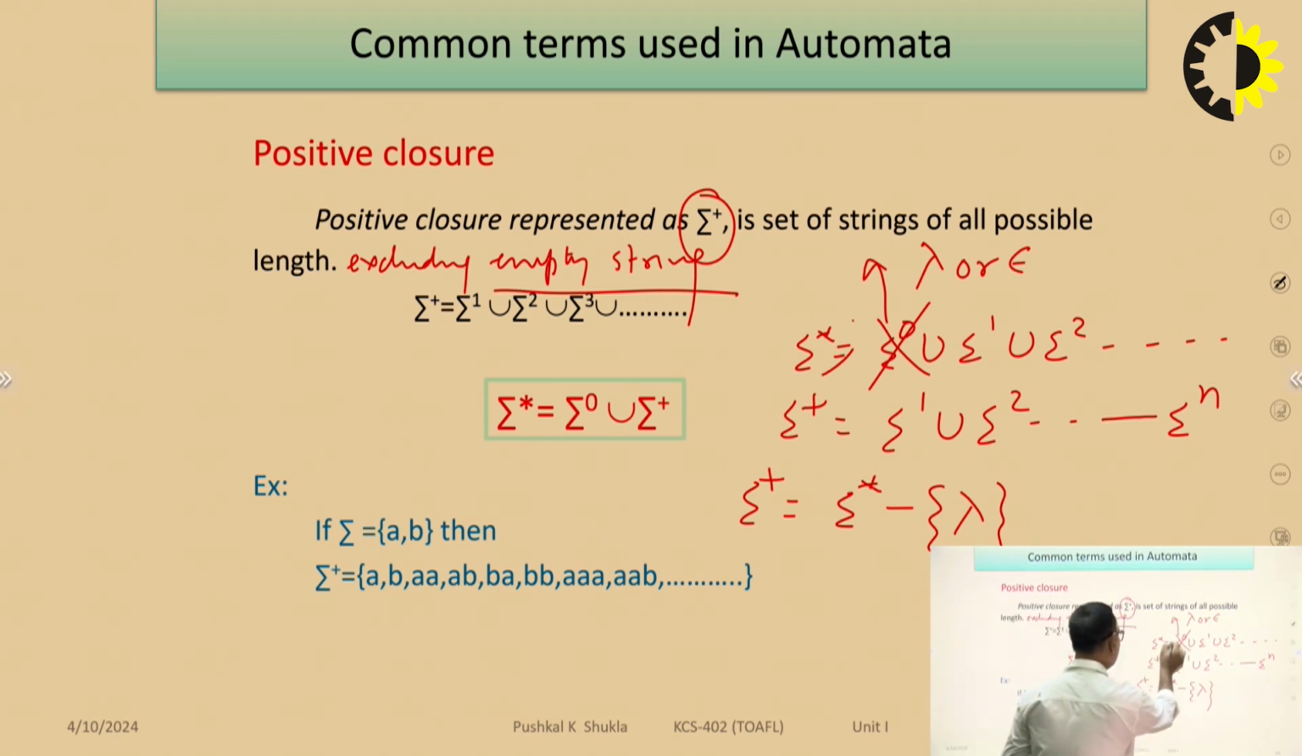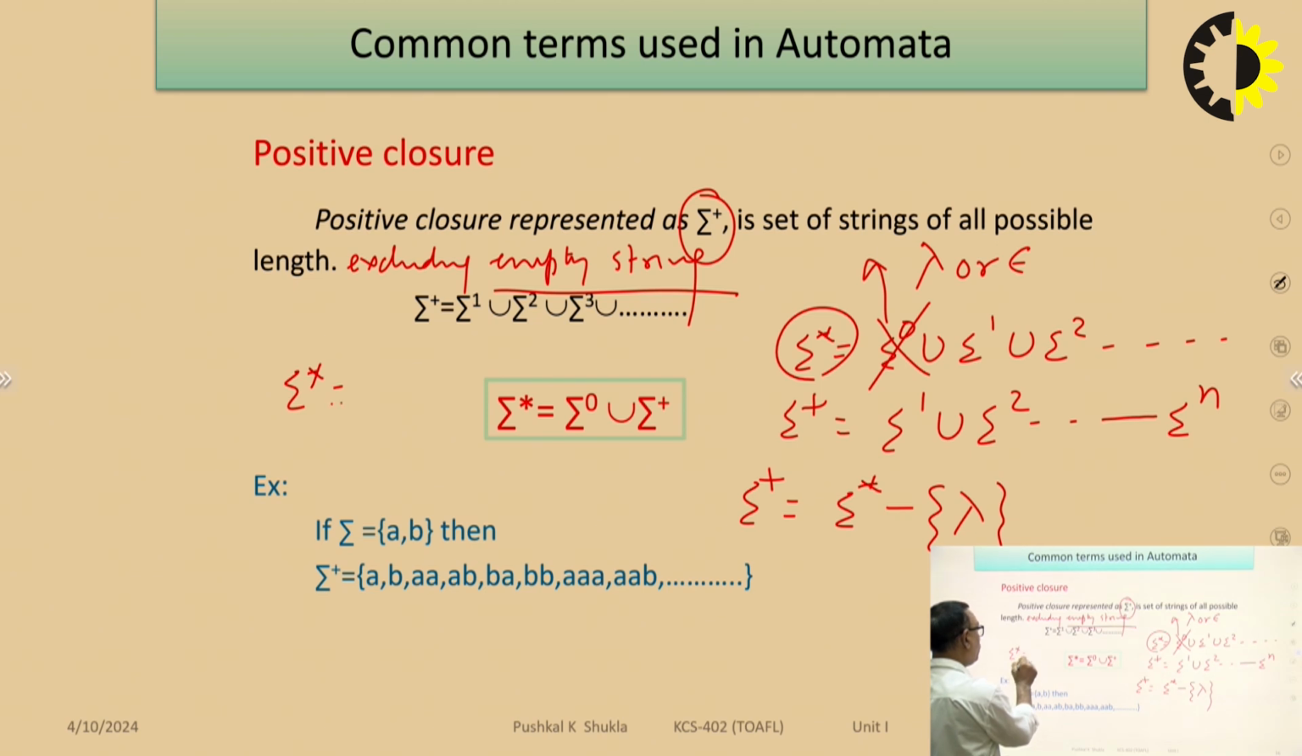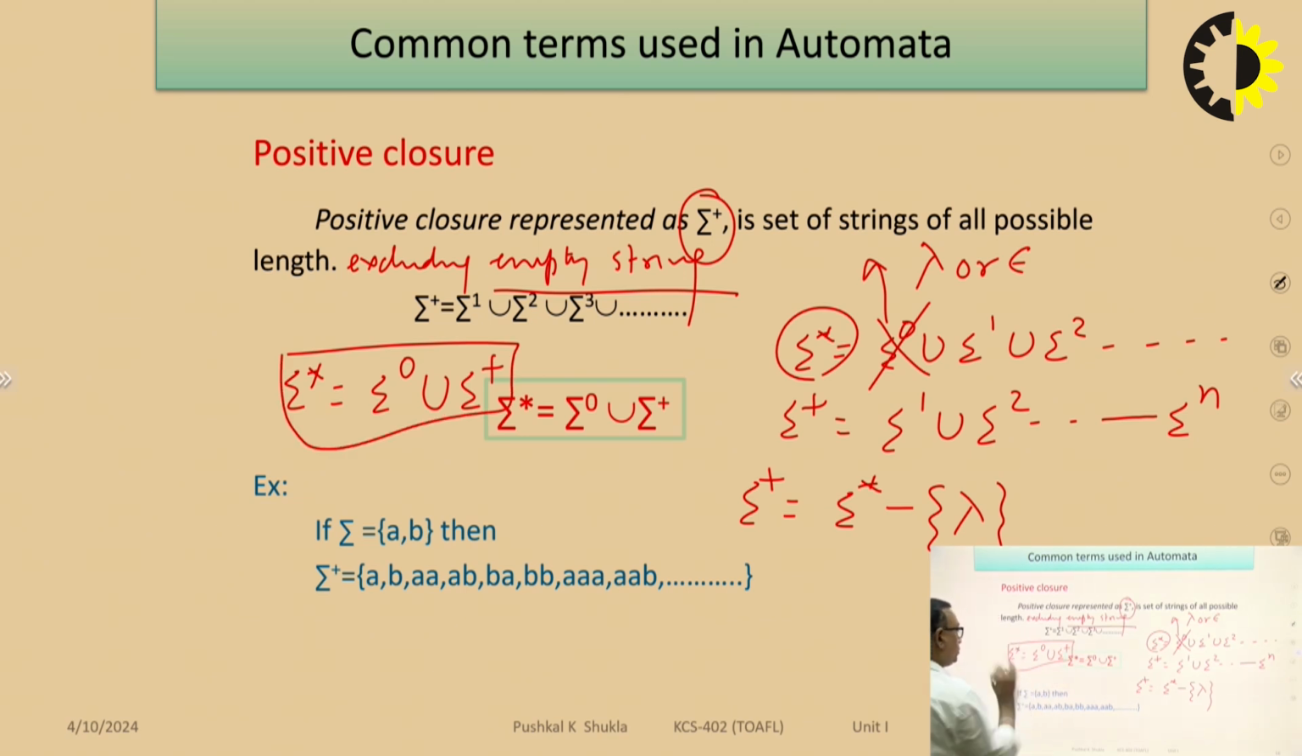We can say sigma star will be written as sigma 0 union sigma plus. This is very important. For example, if sigma equals {a, b}, then sigma plus will be all possible strings of all lengths excluding the empty string epsilon. So epsilon will not be there. Strings of length 1, 2, 3, 4, 5 and so on, excluding the empty string epsilon.